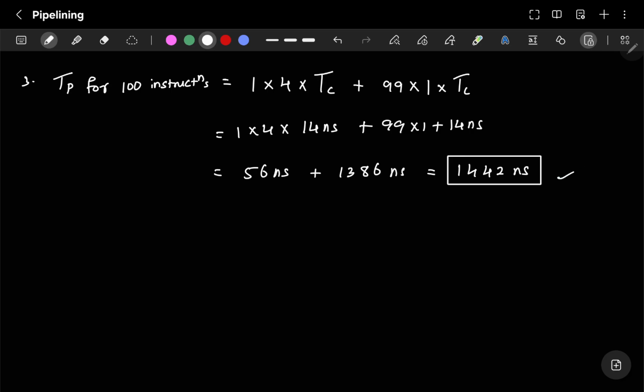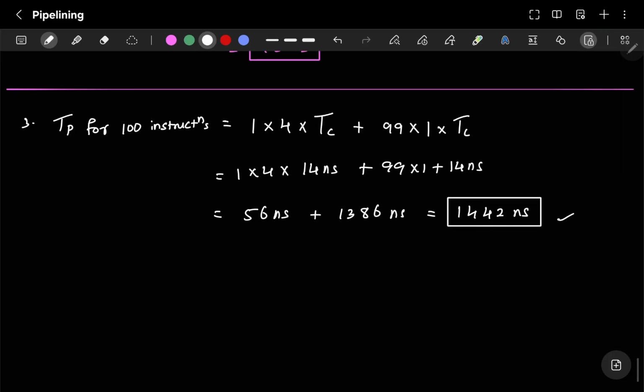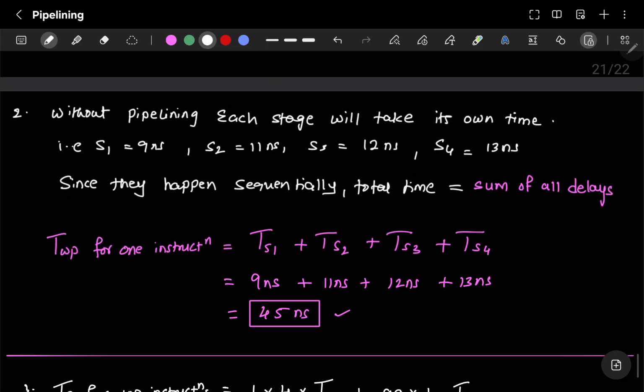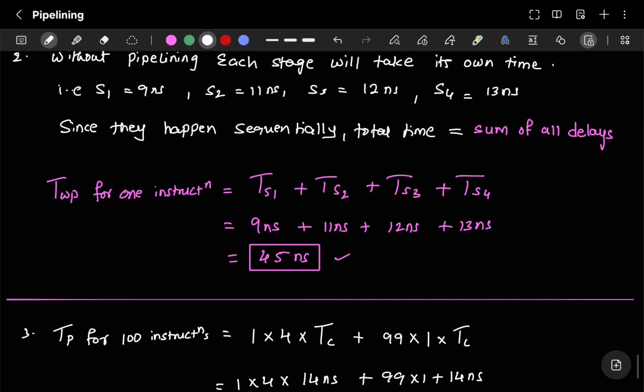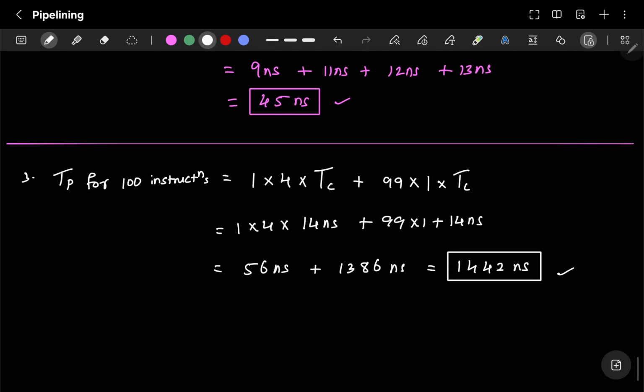Right, this is how you have to solve the question. Back then I had not considered the time because there was an even delay, so you don't have to consider those things. But this is unbalanced pipelining, that's why we are taking the maximum delay. So previously, whatever formula we had seen, I just modified it a little bit using this TC.